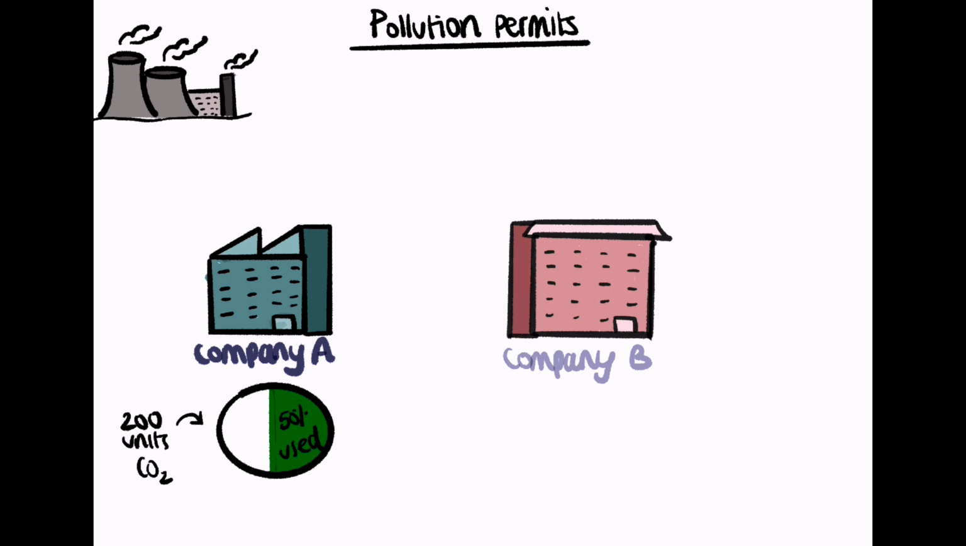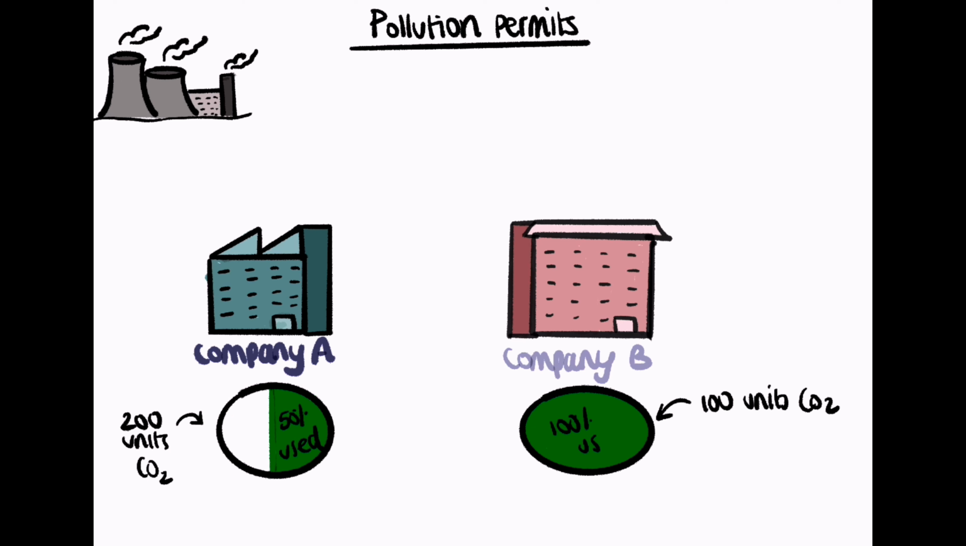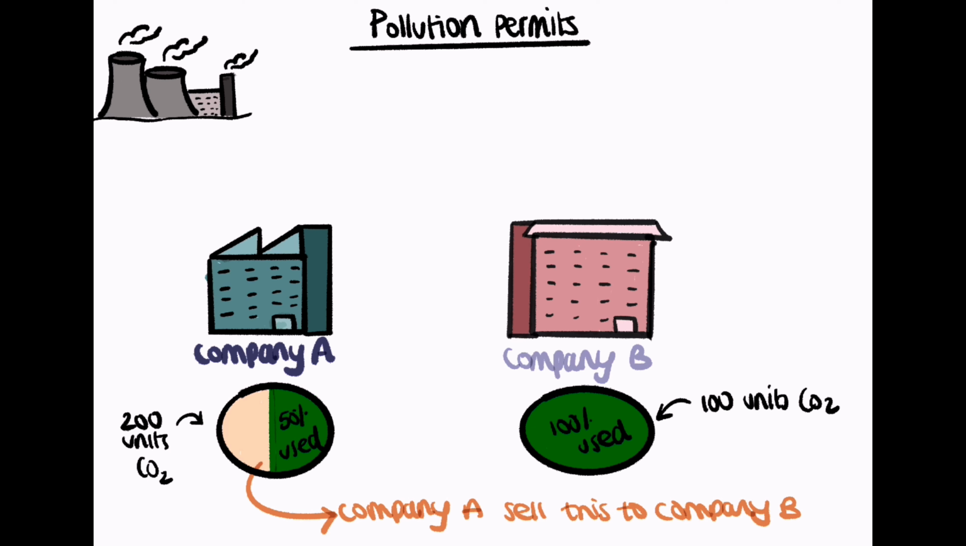50% of this permit. Now imagine company B was permitted to produce 100 units of CO2 and they have used up this limit, so they actually require more permits. Company A can sell its 100 units of CO2 which was left over to company B, or company B can choose to buy more permits from the government.